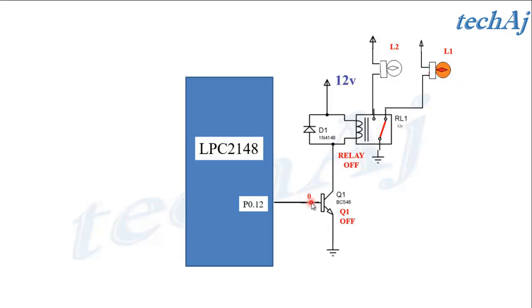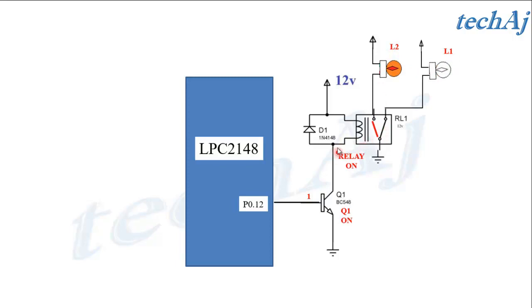Now, when LPC2148 sends logic 1 to the base of the transistor, the transistor will turn on, which will connect the relay with the ground, which will make the relay on, and whenever the relay becomes on, the current will start flowing through the inductor coil, which will generate a magnetic field which moves the swing arm from NC contact to the NO contact, which will make LED L1 off and LED L2 on. So in this way, relay works.